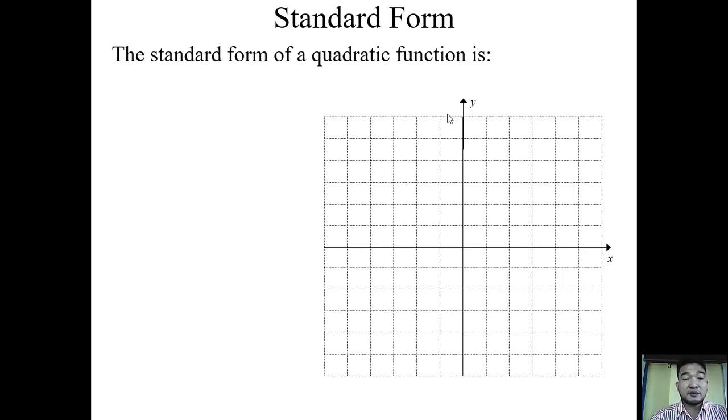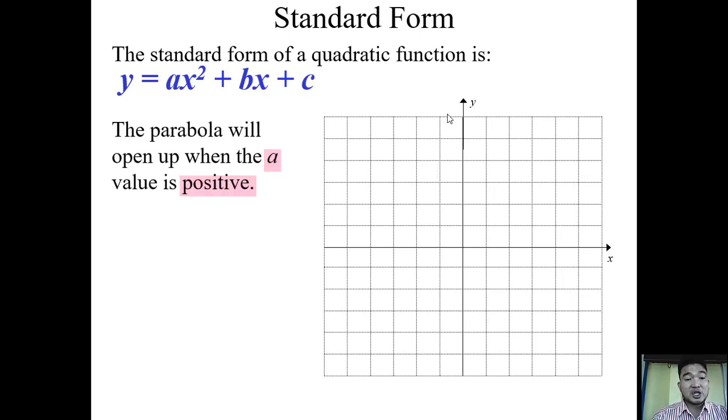Standard form. The standard form of a quadratic function is y equals ax squared plus bx plus c. Once again, where a must not be equal to 0 because if a is equal to 0, the quadratic term will be 0. And if the quadratic term is equal to 0, that is not a quadratic function anymore. It is just a linear function.